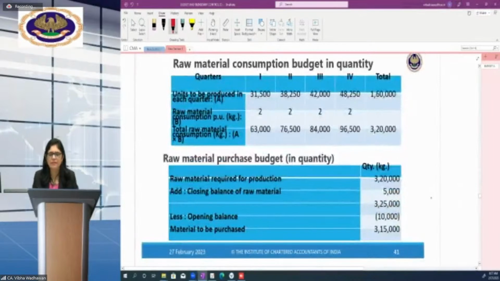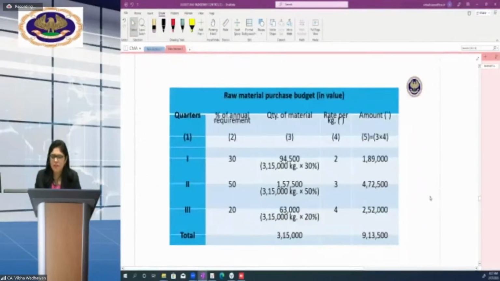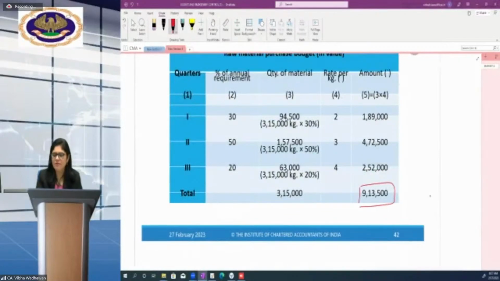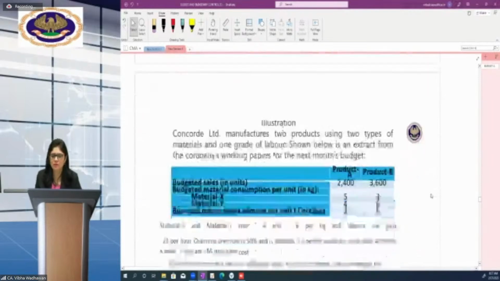Raw material consumption budget before you, in quantity quarter wise and the total. Raw material purchase budget 3,15,000 kgs. Units to be taken note of. And then the purchase budget, 9,13,500 is the total. This was the quarter wise purchase. The first 3 quarters we are going to do. So this is the raw material purchase budget we have calculated. Moving on to the next question. I hope you must have understood.